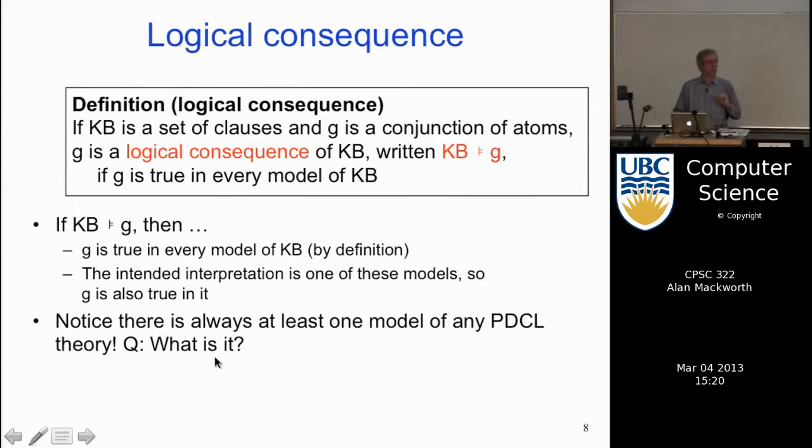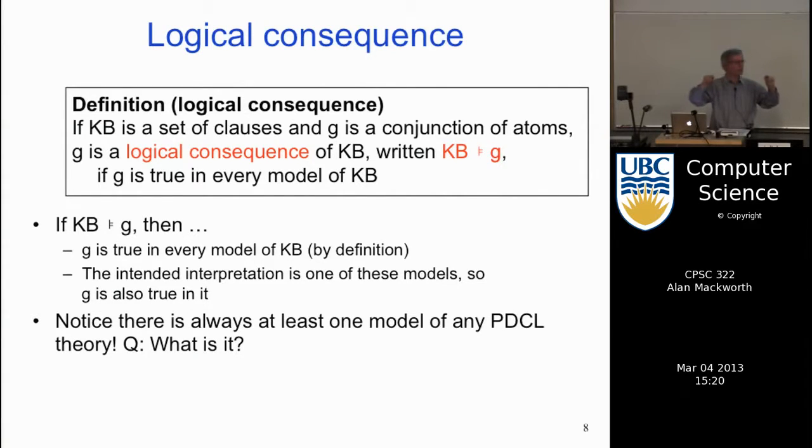What is it? You're making a claim? Can you prove that's true? There's a theorem. There's always at least one model of any PDCL theory. How do you prove that? What? If all the atoms are true? Yeah, if all the atoms are true, right? I mean, think about it. For any propositional theory, you have a bunch of atoms. Say there are n of them. Then you write down the truth table for those n atoms. There are 2 to the n entries in the truth table. One of those entries says they're all true.